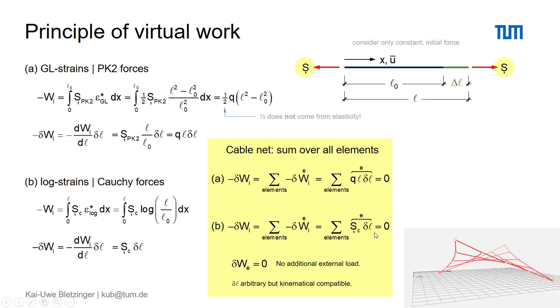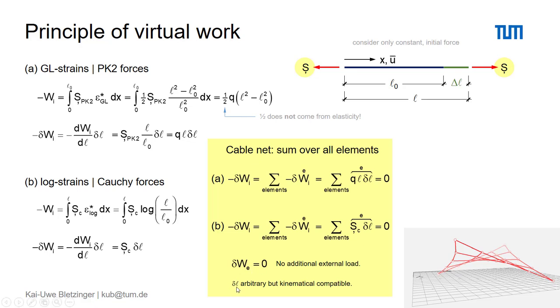And if everything is in equilibrium, it has to sum up to 0, simply because there are no additional external terms. We are concentrating on a purely pre-stressed cable net without any extra forces or other loads. That means, straightforward, the external energy or work terms are 0.